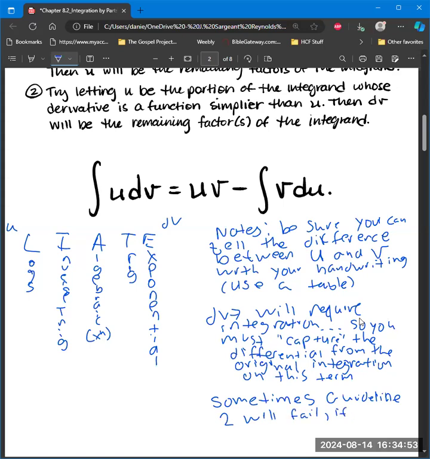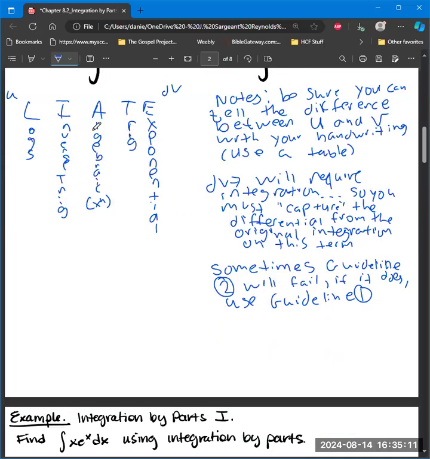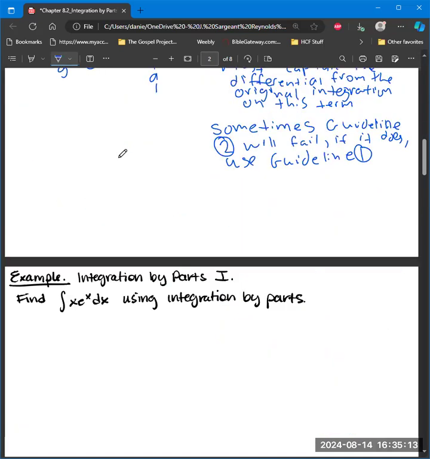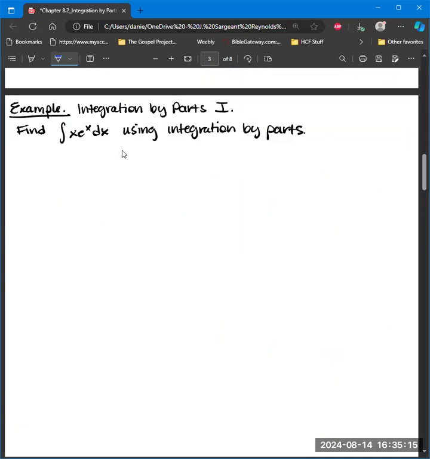If it does, use guideline 1. All right, so very rarely will this LIATE fail. So let's look at x e to the x dx.